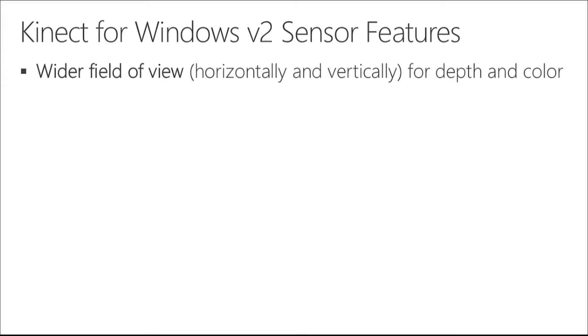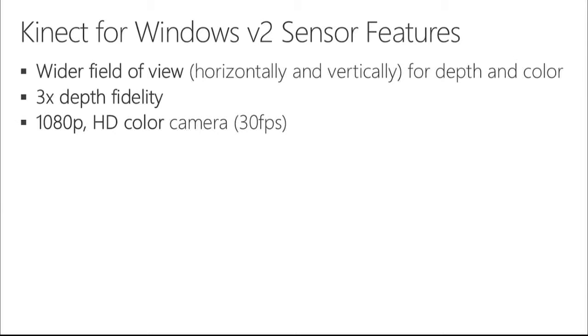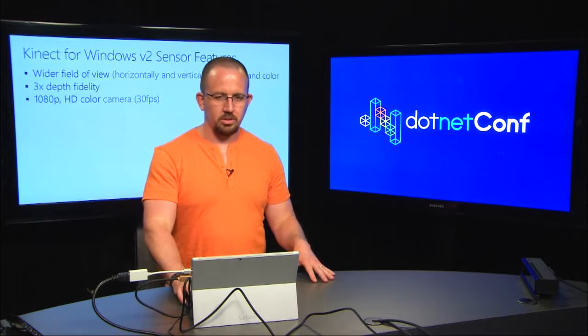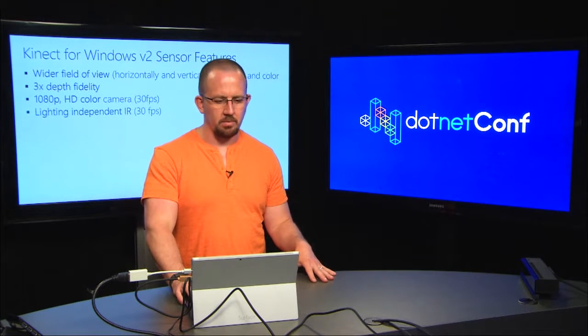But it was really there because the old sensor had a fairly limited field of view vertically. So the new sensor, much better on the field of view. We've increased the depth fidelity by about 3 times, and you're going to see this in a second, just how clean and how much you can see there in the depth image. The color camera is running at 30 frames per second, and it's full 1080p now, so 1920 by 1080 resolution, so big step up there on the color camera.